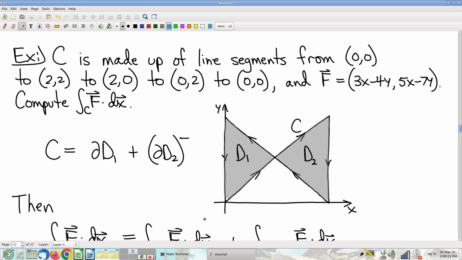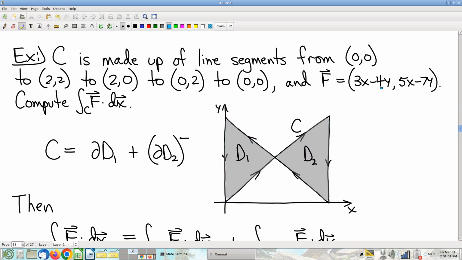Another example. Here we have a curve that's made up of line segments that start at the origin. Then from the origin it goes to (2, 2), and then down to (2, 0), and then over to (0, 2), and then from there down to the origin. So I think of this as a kind of triangular figure 8 sort of deal. So there's our curve. And on that curve, I want to compute a line integral of this vector field, and off we go.